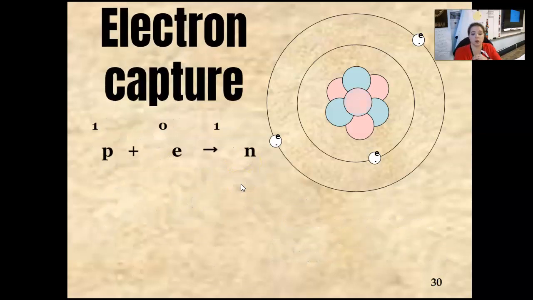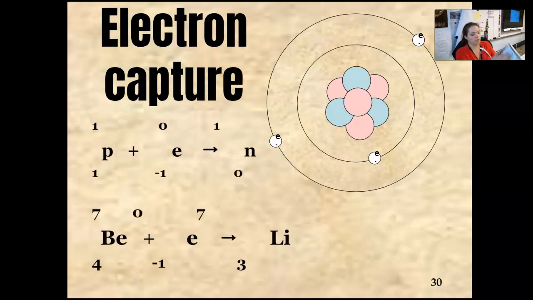This is called electron capture. So it's literally taking an electron, and the proton grabs the electron, making a neutron. This is what happens. See, look, there's my proton. It's going to grab an electron and form a neutron. And if you remember what we said, we're conserving things. Everything in this equation is conserved. So here's my line: 1 plus 0 is 1. 1 minus 1 equals 0.